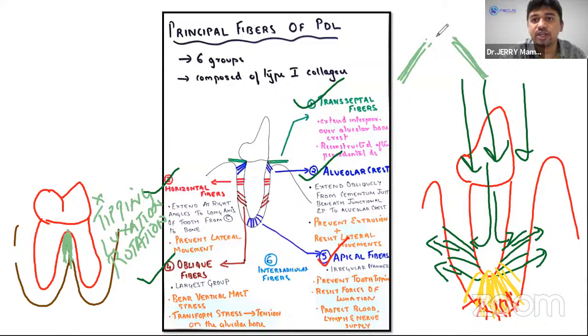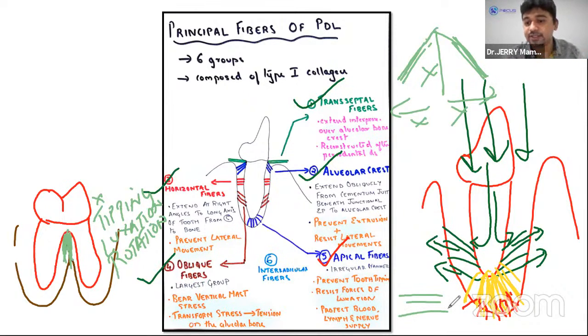So what is the function? They prevent this and they prevent this. What is that? Extrusion and luxation. They prevent extrusion and luxation. Then we have horizontal fibers. They are arranged at 90 degrees like this on both sides. What do they prevent? Again, they prevent excessive lateral movements.